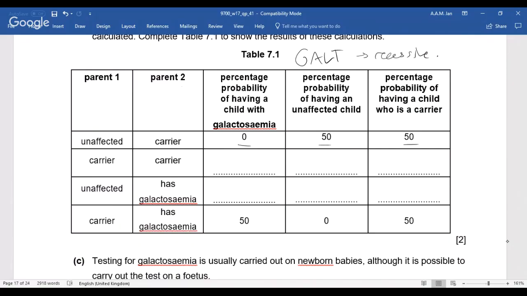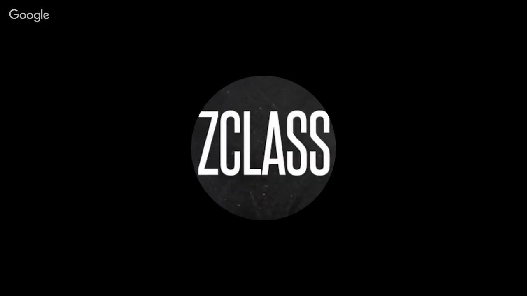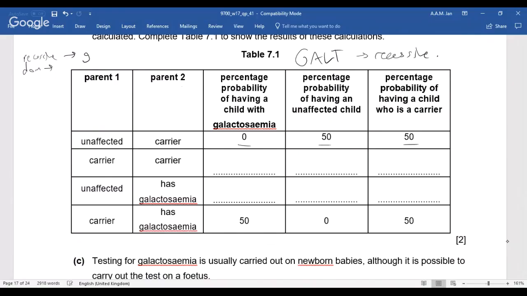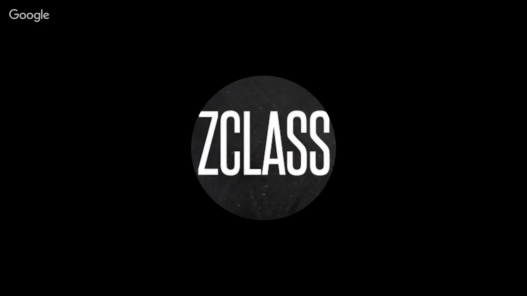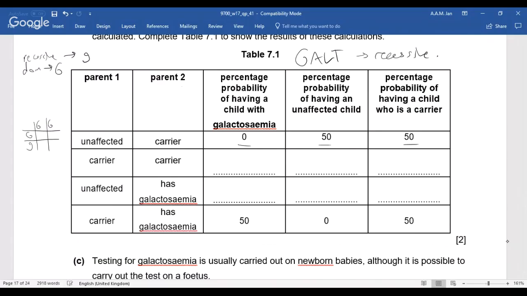And I think the easiest way to do this kind of thing is to just draw a cross out for each one. So if the parent was unaffected, I'm going to write the recessive as a little g and the dominant as a big G. If this person's unaffected, they're going to be G. And if this person's a carrier, they're going to be big G, little g. And just draw out your table.